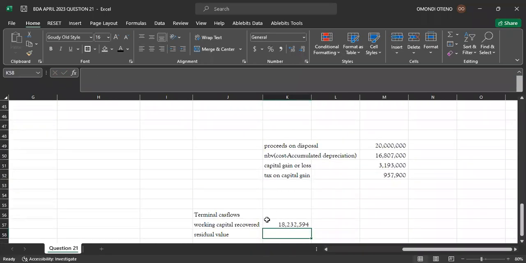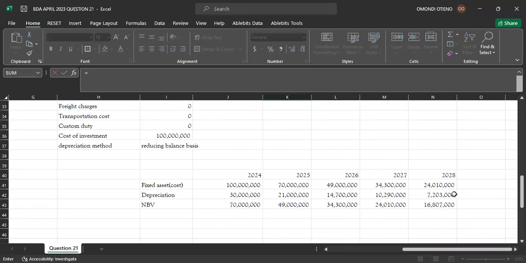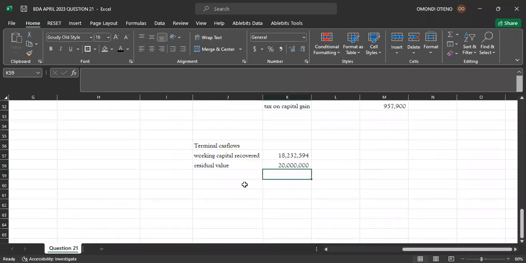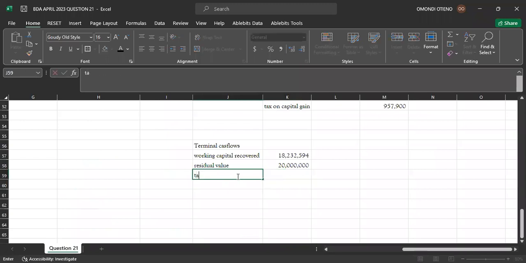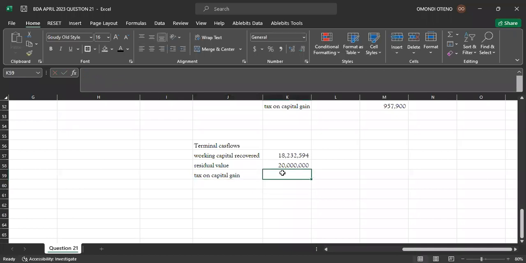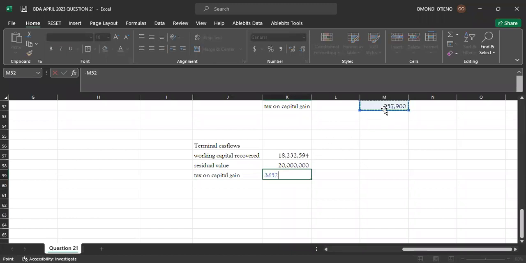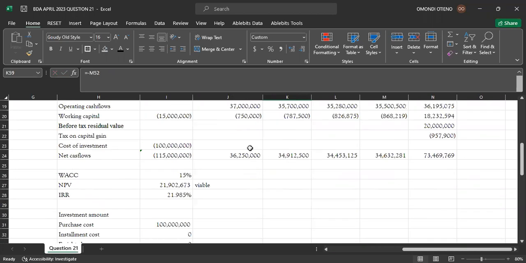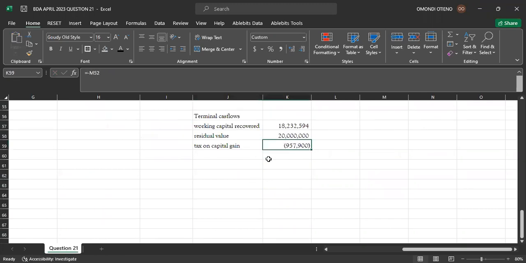And then we bring in the residual or disposal amount of 20 million. Of course, the tax, we all know that is now an expense, but we can bring it here as an outflow. So let's say the tax on capital gain. It is a terminal item, but as an outflow we indicate it as a negative here, for you to be able to see.